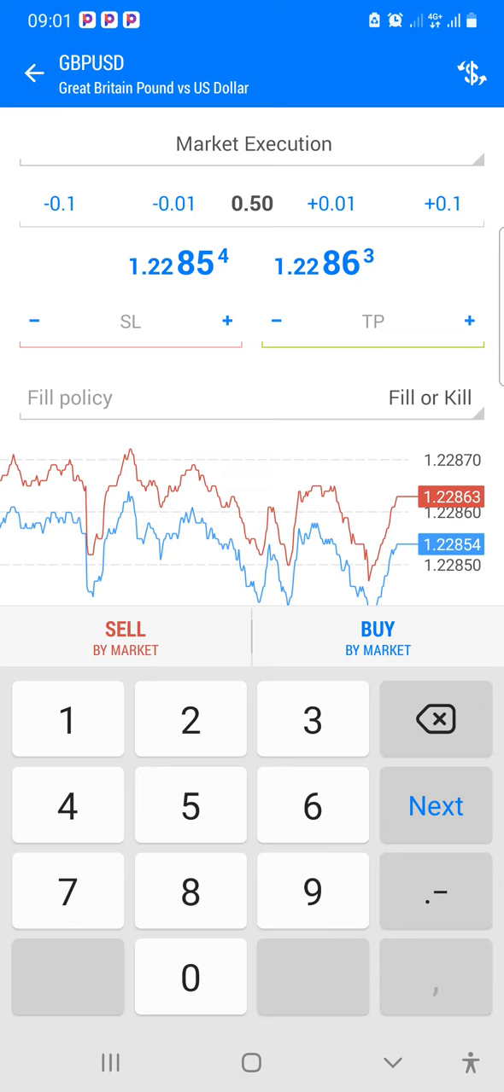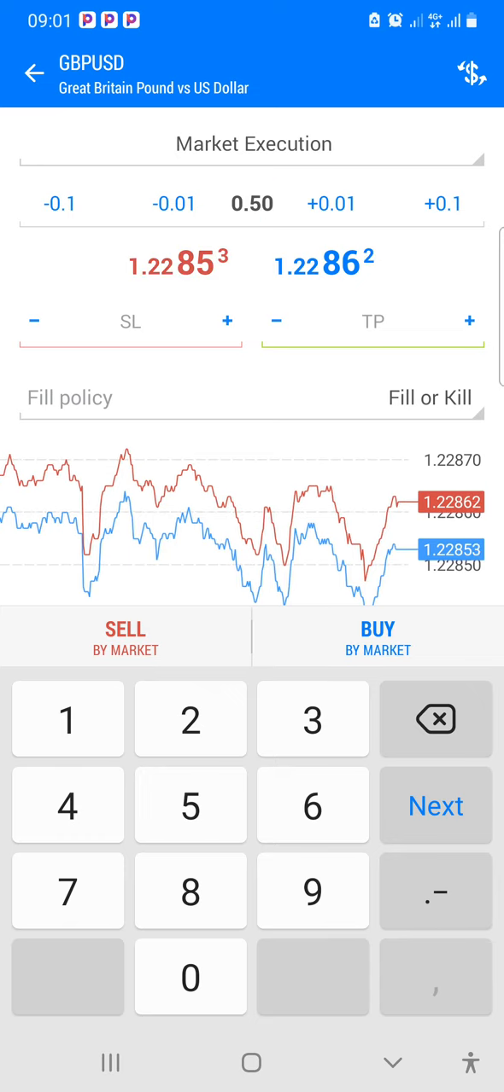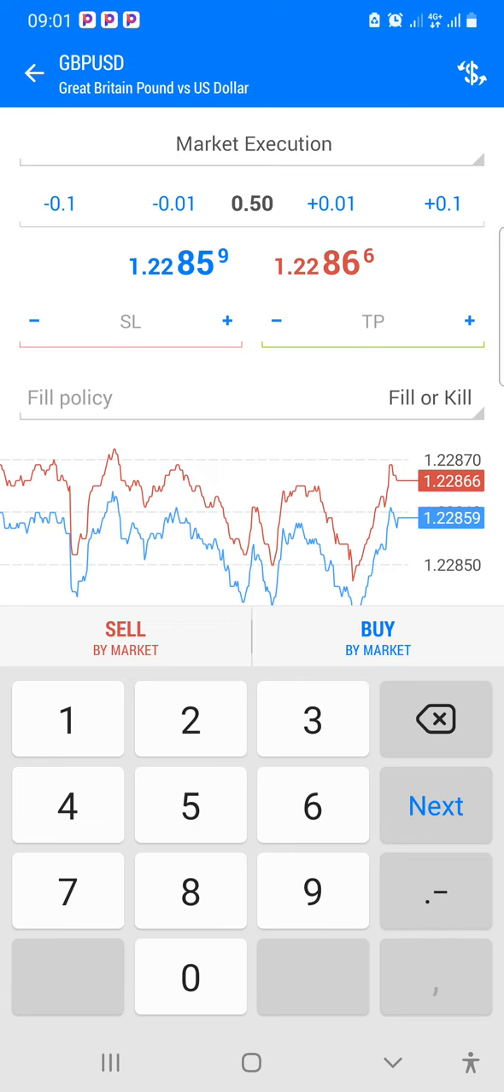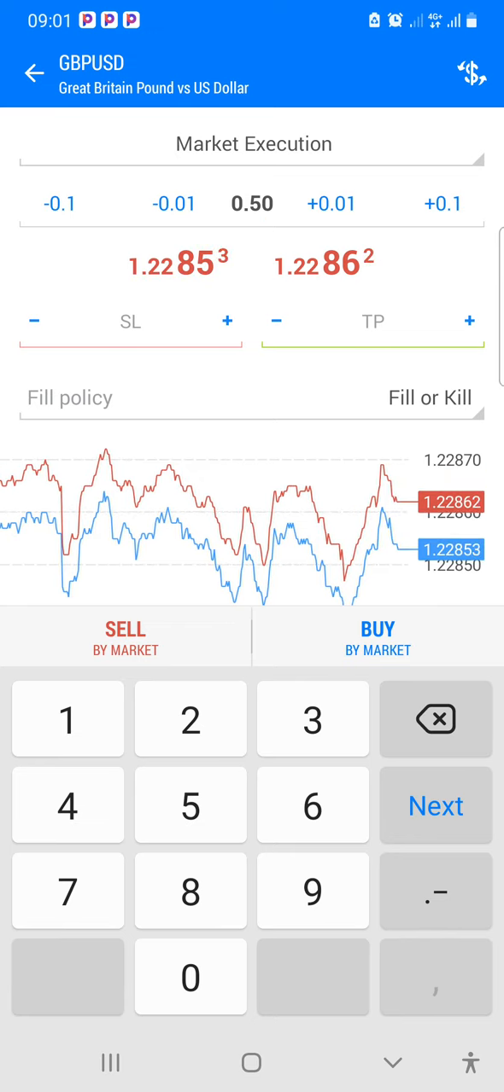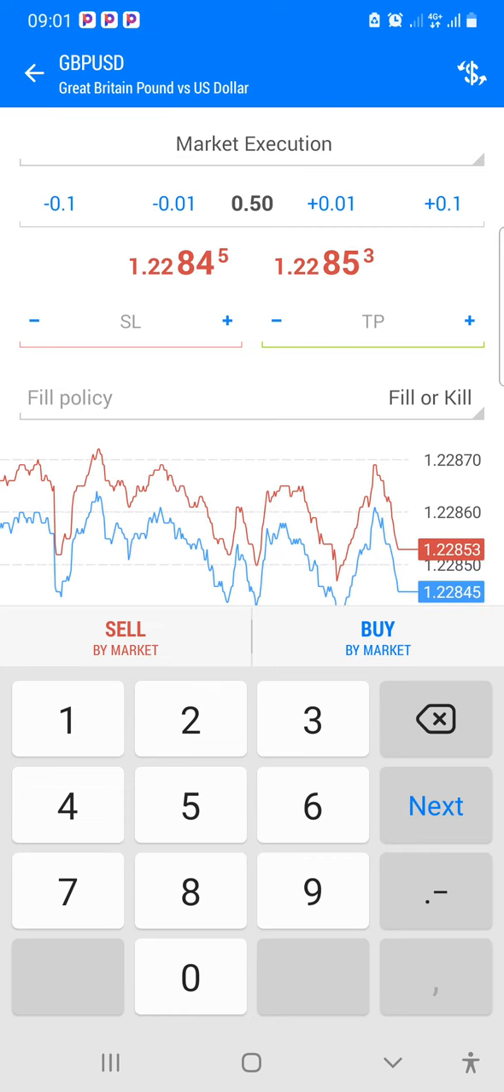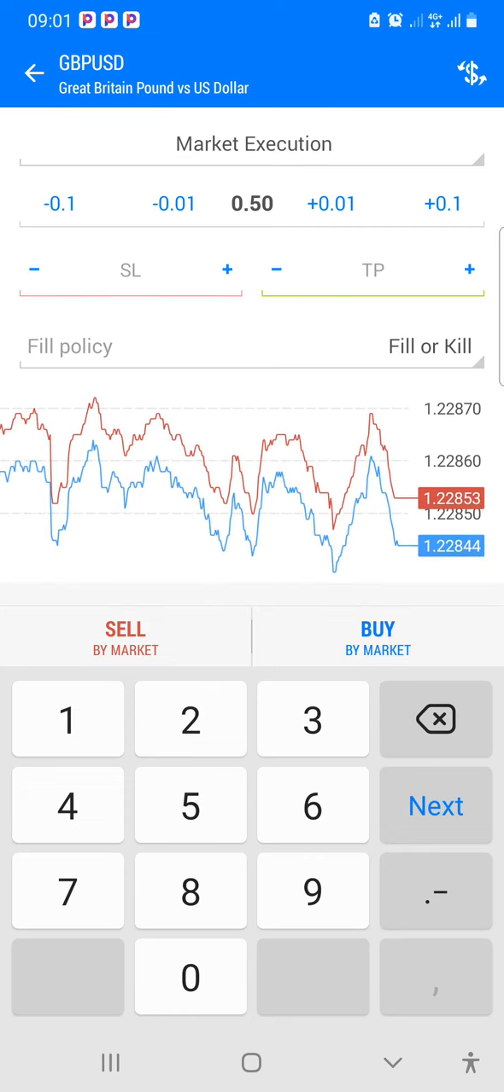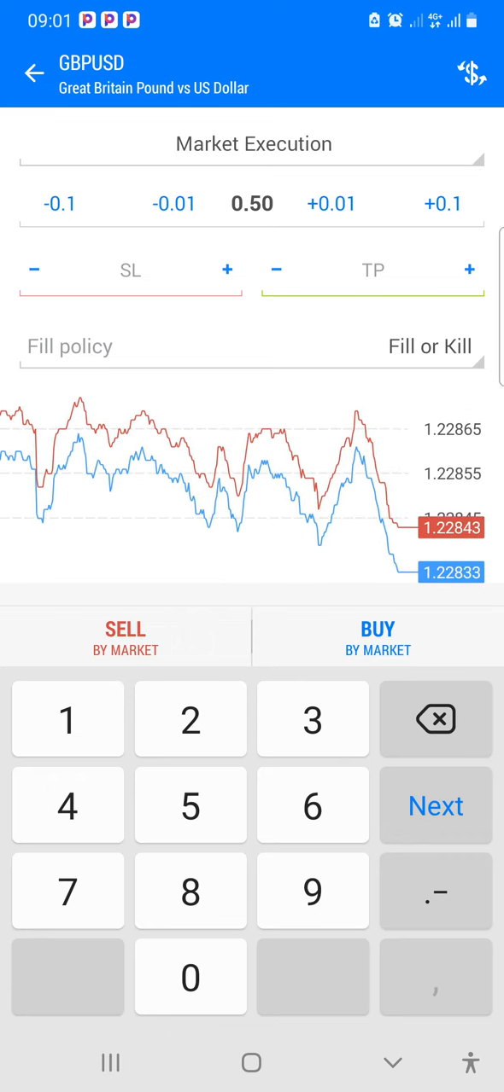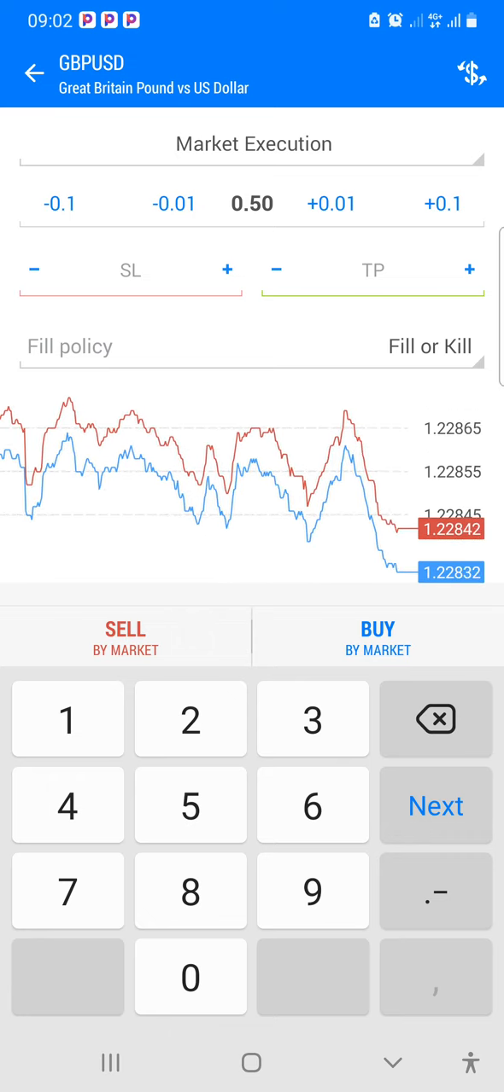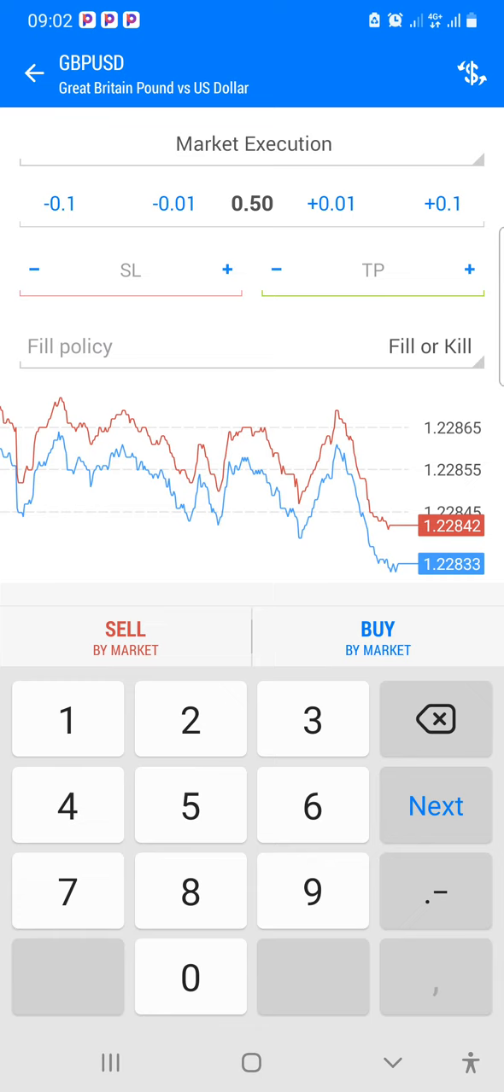So if it is one standard lot size, it means that for one pip, $10. So for 40 pips, that's $400. So this is where you put your SL. I already told you, once SL is there, ensure you calculate it. Everything, just use the Forex calculator app.